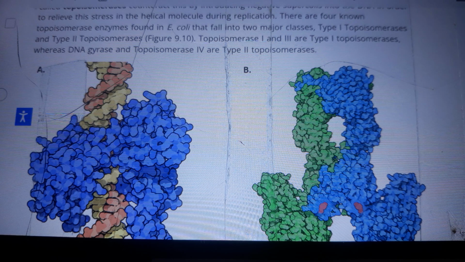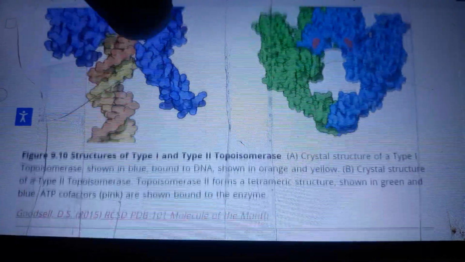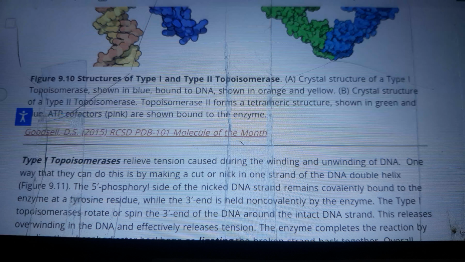Let me repeat that: type 1 topoisomerases and type 2 topoisomerases, figure 9.10. Topoisomerase 1 and 3 are type 1 topoisomerases, whereas DNA gyrase and topoisomerase 4 are type 2 topoisomerases. Check these diagrams, take screenshots, and make notes, please.